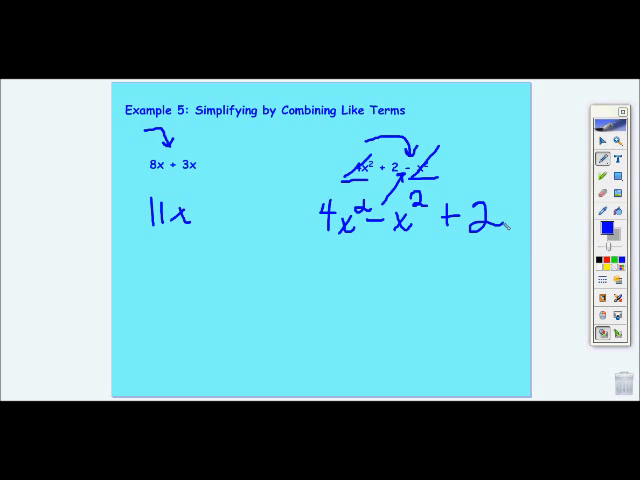Now to simplify, I have like terms here, so 4x squared minus x squared would leave me with 3x squared, and then the constant term plus 2.